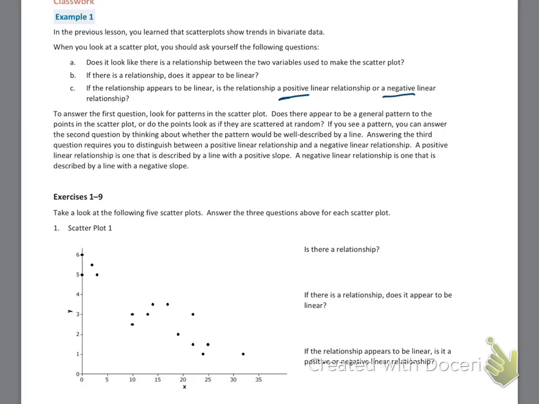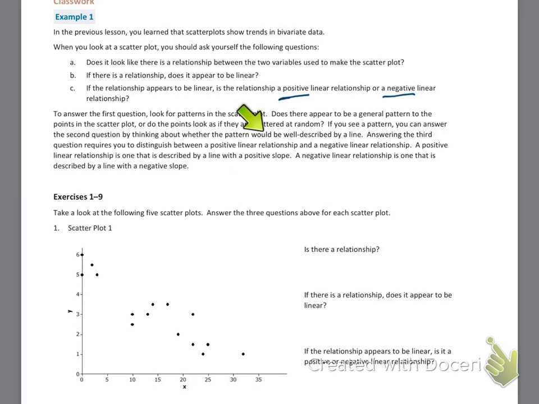So we're looking for general patterns. Are the points just scattered on the grid? If they are just scattered, that would be no correlation, if there's just points all over the place. If you see a pattern, you can answer the second question by thinking about whether the pattern would be well described by a line. And this could be up for discussion, right? This one looks fairly well described as a line.